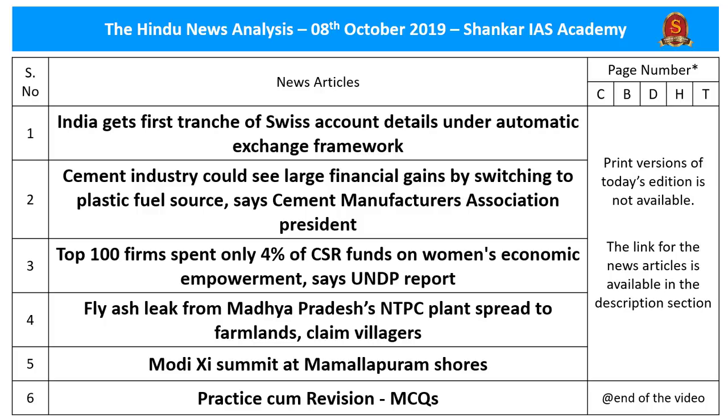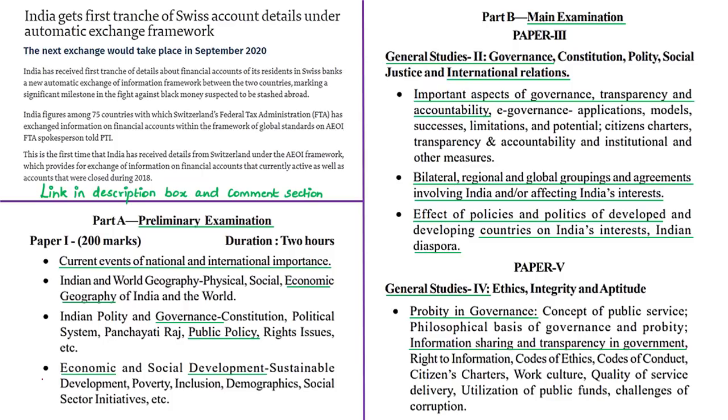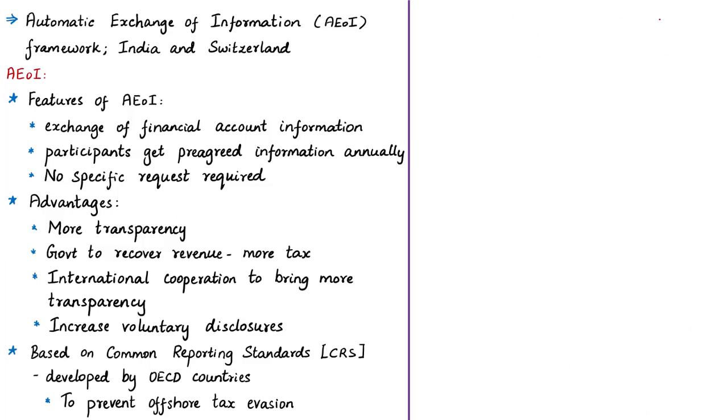Let's move on to our first article analysis for the day. This discussion is about the automatic exchange of information framework. The syllabus relevant to the analysis of this news article is given here for your reference. The news article speaks about the automatic exchange of information framework between India and Switzerland. Now, today's news is that India received the first tranche, which means the first portion of the finance account details of Indians under this framework.